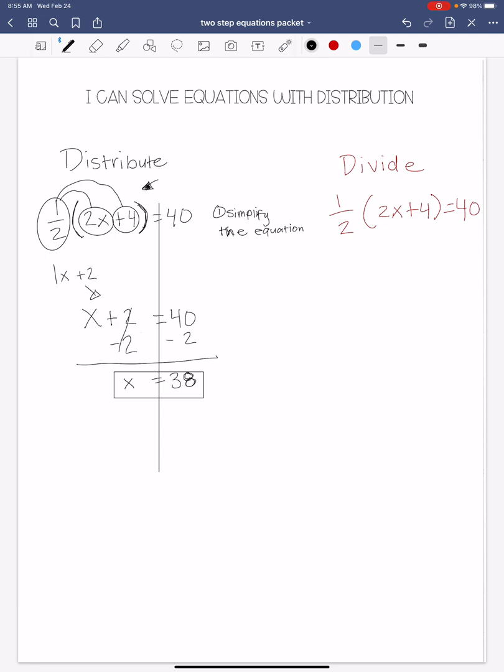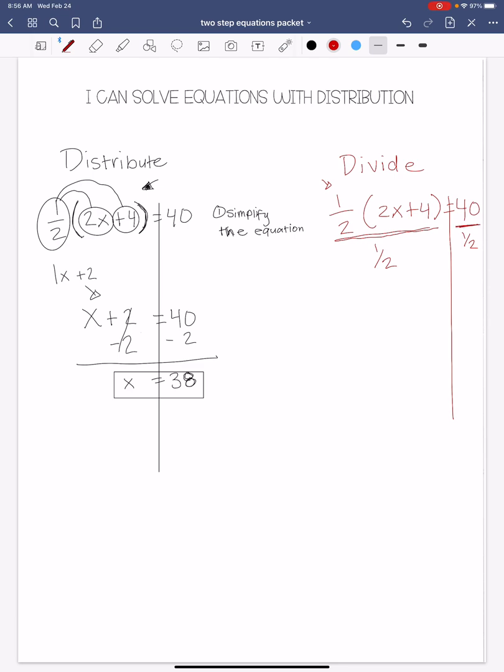Let's try and see what it looks like with the dividing. When we divide to get rid of this guy, we are going to draw our line. There's still two sides. We're going to divide by 1/2. So now this says 1/2 times 2x plus 4 divided by 1/2. We're going to divide by 1/2 on both sides because we're introducing this division. We added this line right here. Before we didn't add the parentheses, they were already there. So whatever we add, we have to do to both sides.